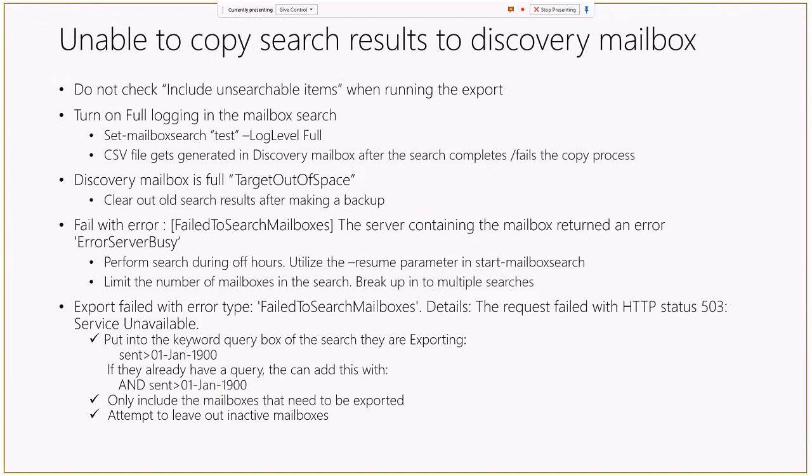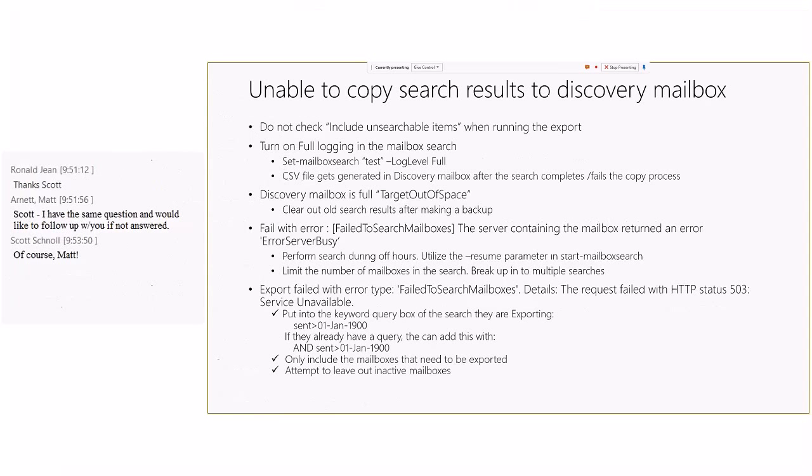Now, unable to copy search results to Discovery mailbox. Please uncheck "include unsearchable items." That will be the first step that I would do if your copy results are failing, right? You can turn on logging in the mailbox search. That will give you a CSV file in the Discovery mailbox, and you can look at the CSV file to see what went wrong. If the Discovery mailbox is full, you will get an error with target out of space, basically meaning that mailbox is full. So you can either use a new Discovery mailbox or clear out some of the old search results, right?